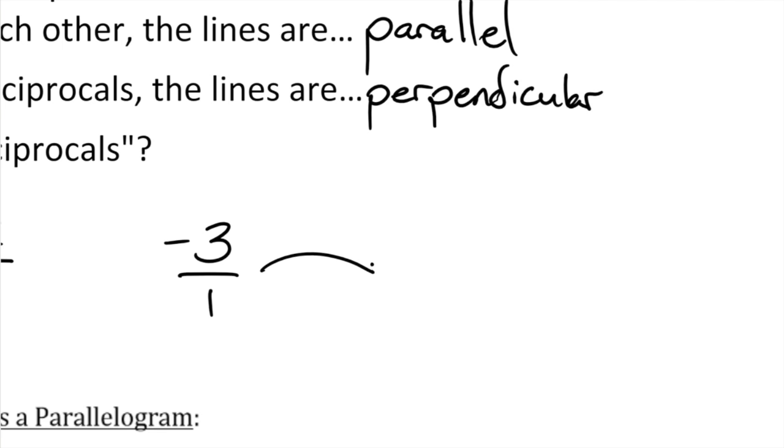All right, so if I wanted to take the opposite reciprocal of that, what I would do is flip it and change it to 1/3. And because it was negative, now this is positive. In all honesty, I don't really need that plus sign there. So we would just say that the opposite reciprocal is 1/3.